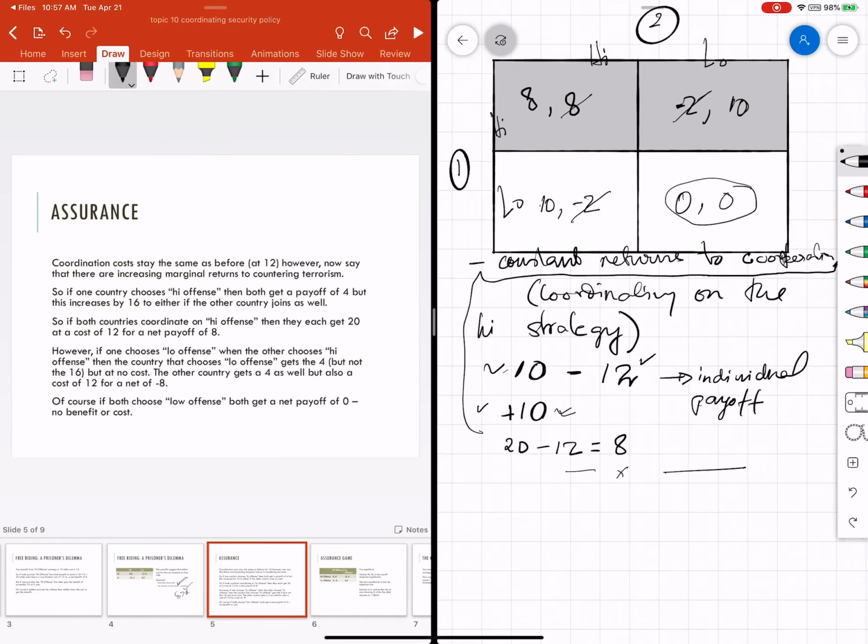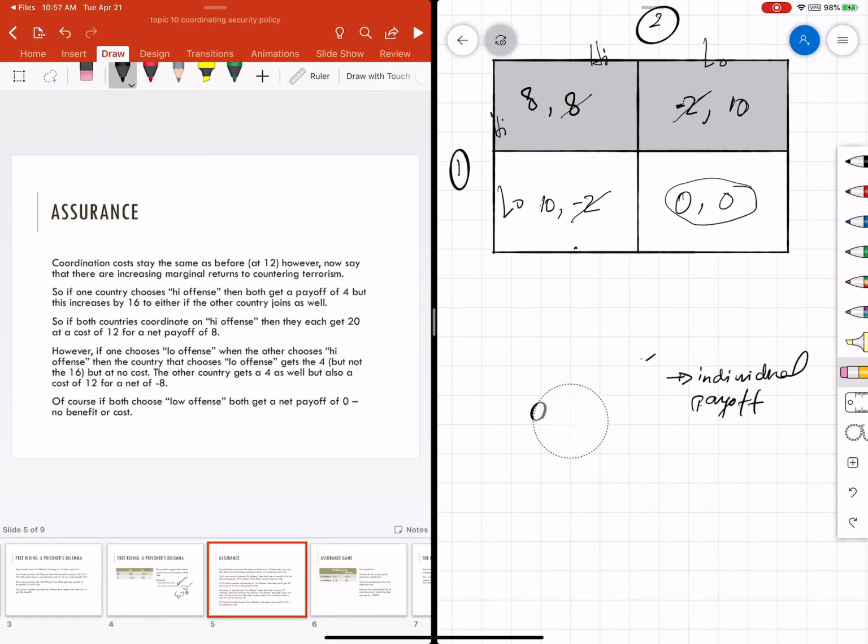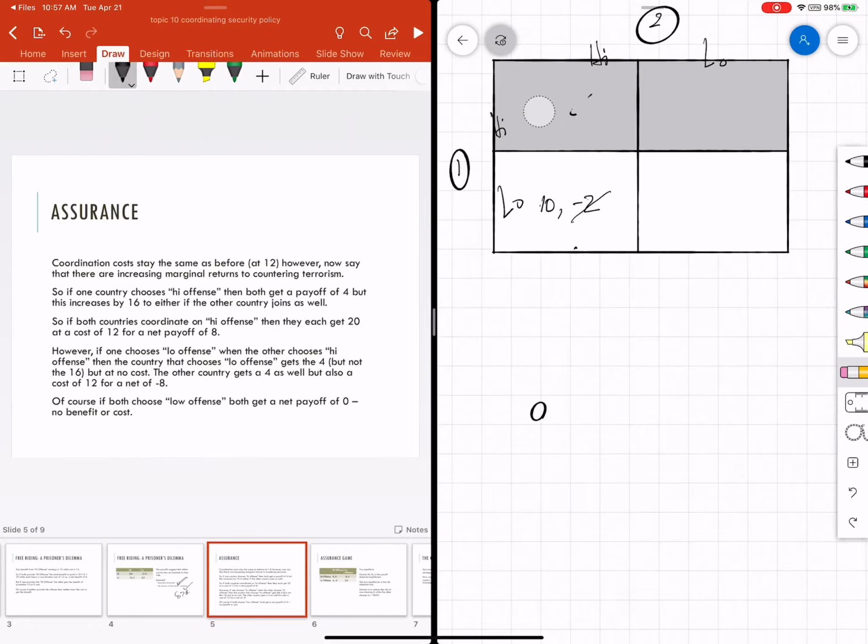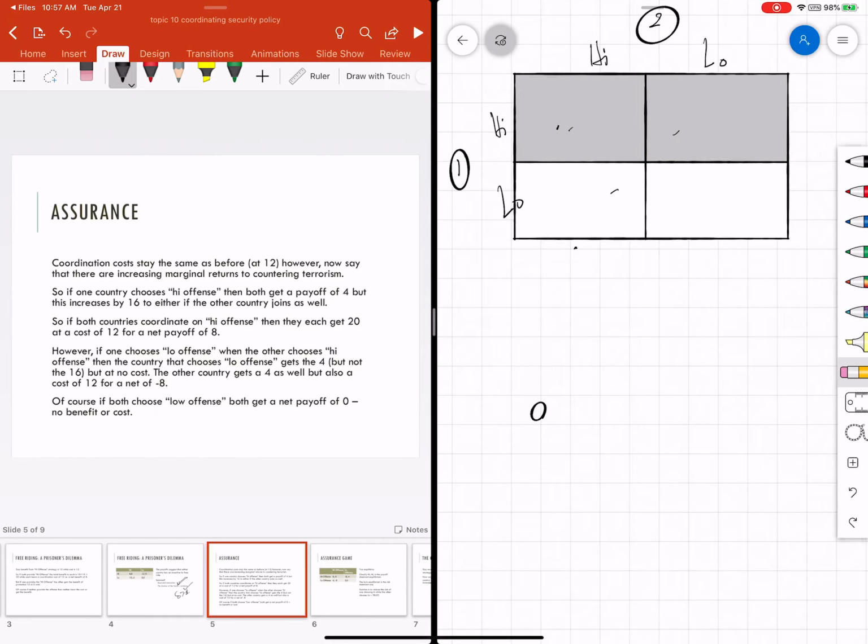Let's say now, let's get rid of all of this. So now let's say that there are increasing returns to coordination. So let's write that down: increasing returns to coordination. What does that mean?